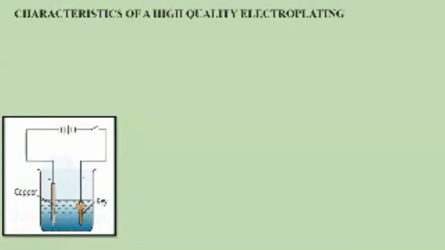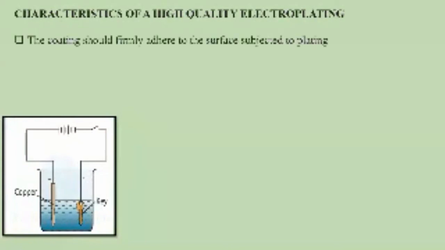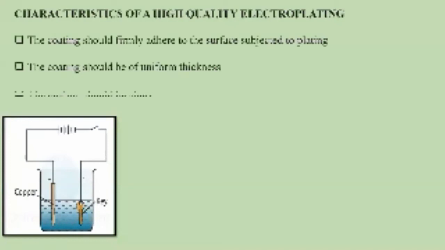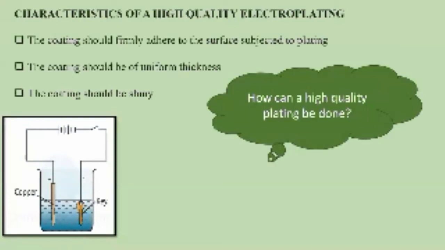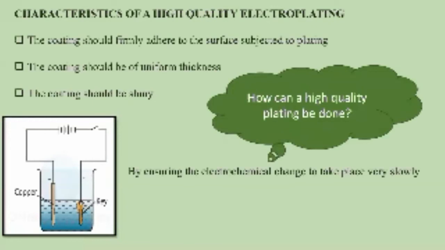Characteristics of a high quality electroplating. The coating should firmly adhere to the surface subjected to plating. The coating should be of uniform thickness. The coating should be shiny. So how can a high quality plating be done? By ensuring the electrochemical change to take place very slowly, we can make sure that a high quality electroplating process takes place. So, how can we make sure that the electrochemical change takes place slowly?